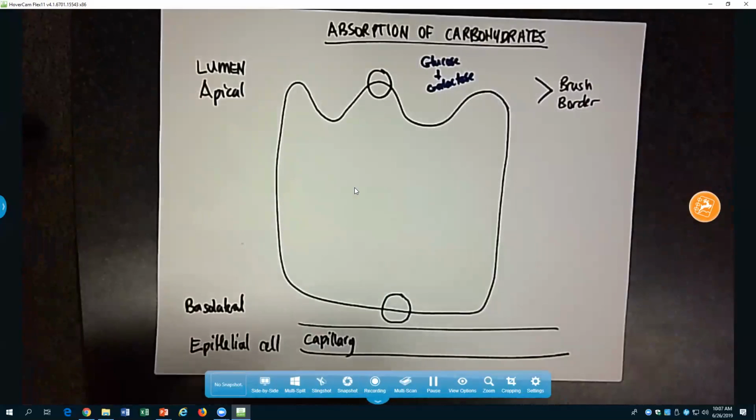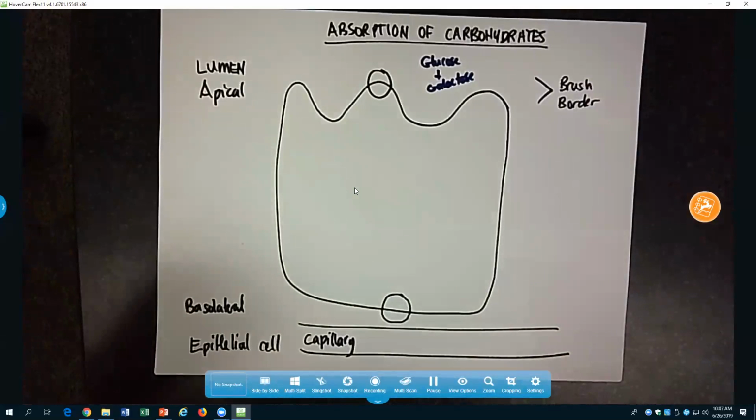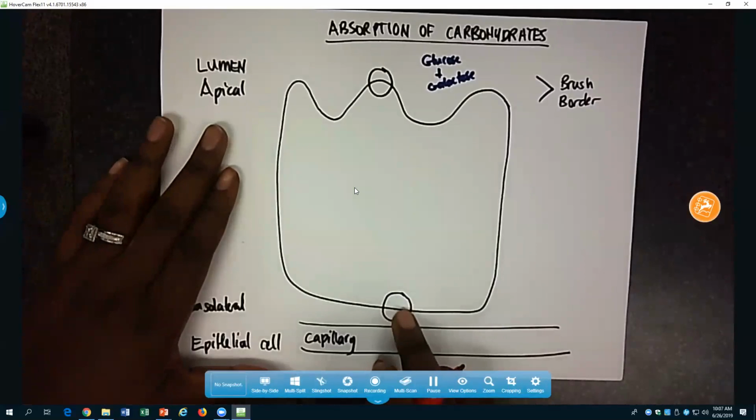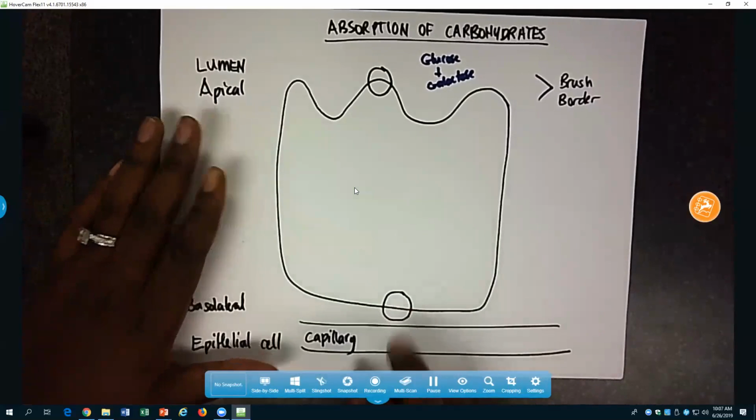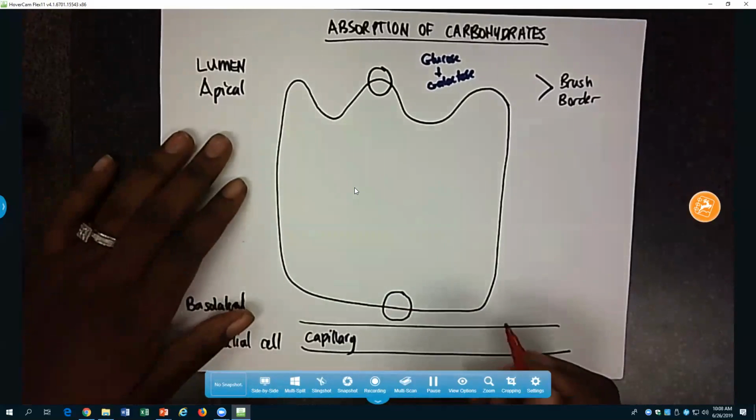Now, we looked at this mechanism before. We talked about this exact mechanism before. This is secondary active transport. In order for glucose to enter the cell, it needs to harness the energy from another ion that's being moved, right? And so at the basolateral membrane, what's the pump that's exchanging potassium and sodium? What do we call that pump?